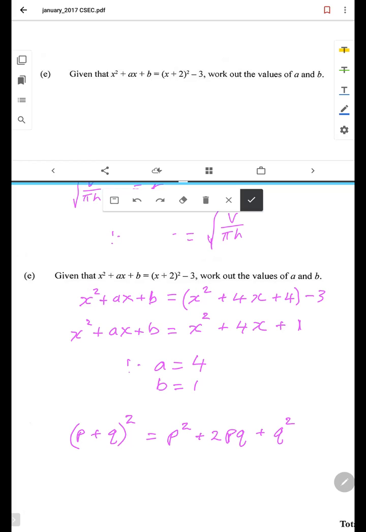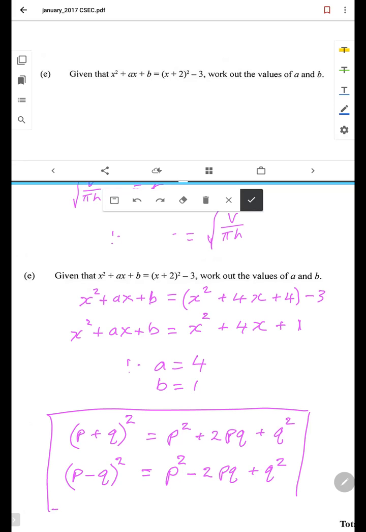If this instead was p minus q all squared, then the first term squared is still p squared. The second term would have a minus because it would be p times minus q is minus pq, and then you double that, so it becomes minus 2pq. And then the last term is still plus q squared because negative q squared is still positive q squared. And this is just a reminder of how you expand a perfect square.